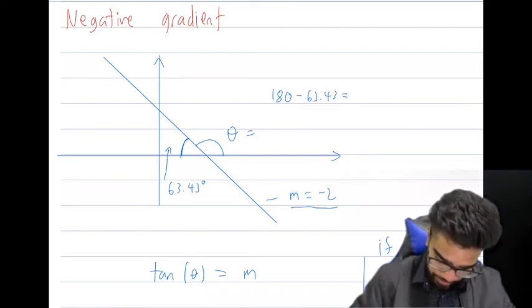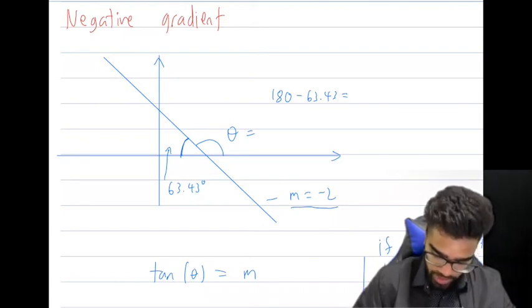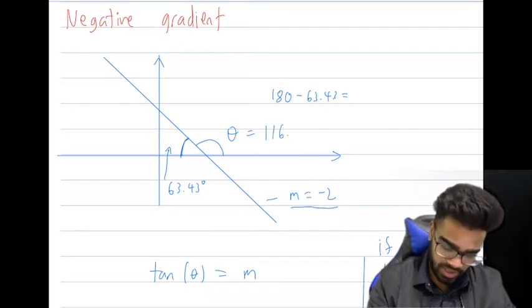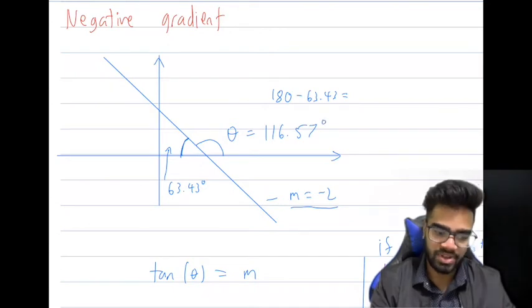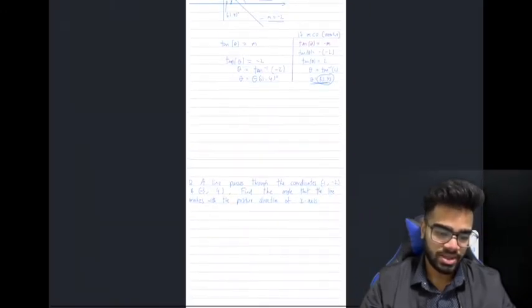I'll do it quickly. So 180 minus, make sure you're using all decimal places when you put it into your calculator. So this would be equal to 116.57. If you use all decimal places, you get this answer if you round to 2. Okay, so that's how you deal with negative gradients.